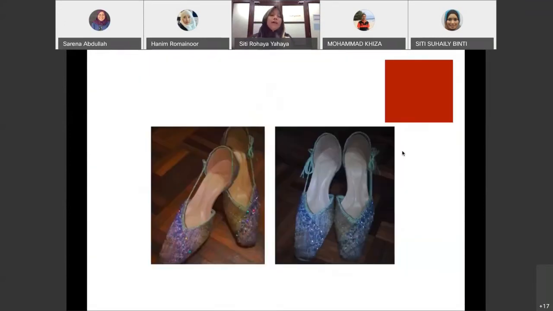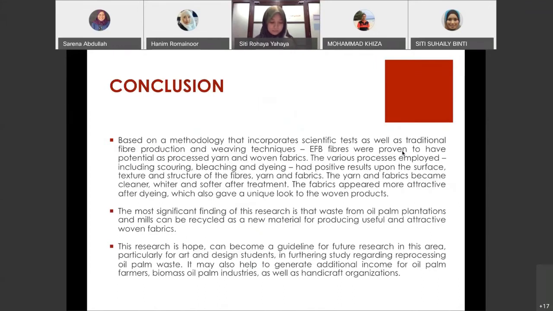Okay. As a conclusion, based on the methodology that incorporates scientific tests as well as traditional fiber production and weaving techniques, EFB fiber was proven to have potential as processed yarn and woven fabrics. So I can say that yes, it's quite difficult to use that material, because the fiber extraction process is quite tough.